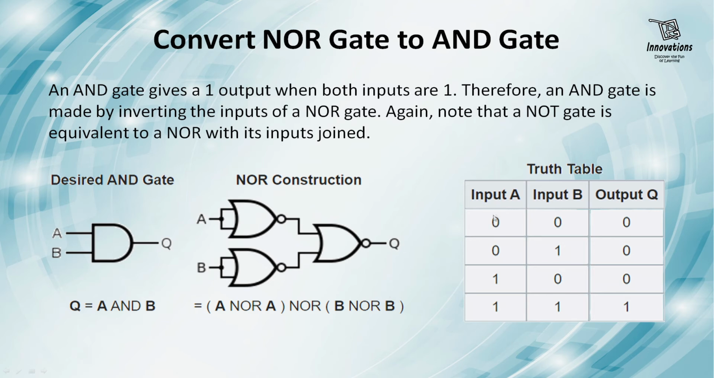If we see the truth table, it will be like input A and input B 0 0, output 0, input 0 1, output 0, input 1 0, output 0, input 1 1, output 1. We will see the practical demo of this also, but before that, let us have a look at the circuit diagram.